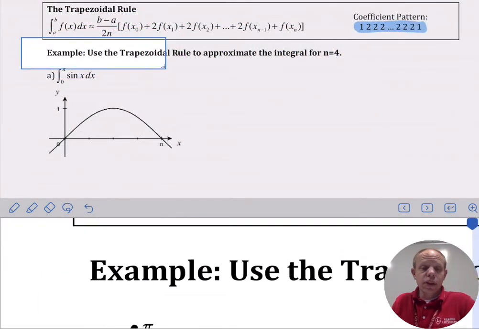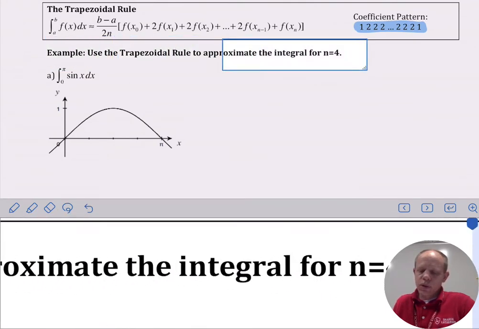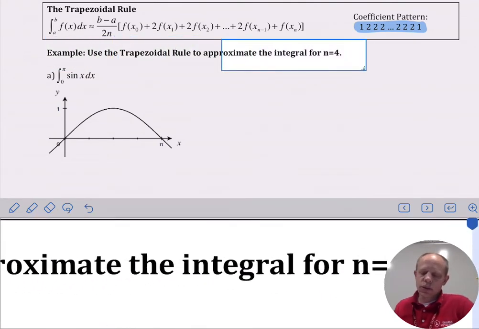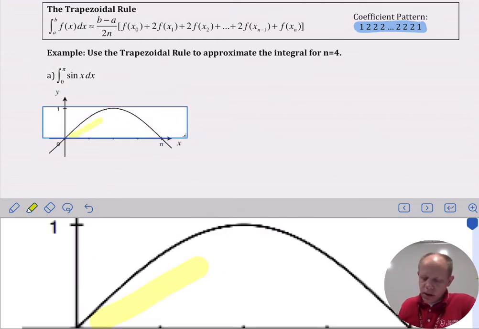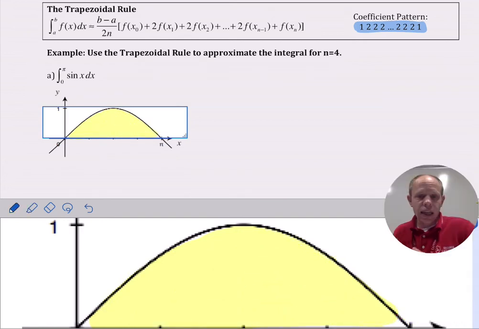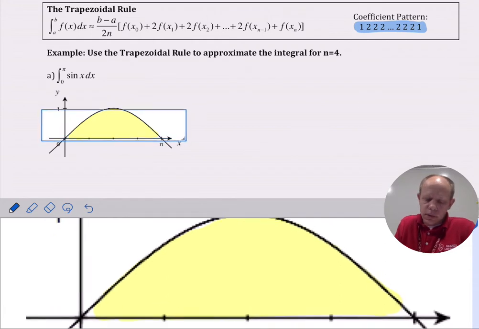All right, so let's go ahead and use the trapezoidal rule to approximate the integral for n equals 4. We want to find the definite integral from 0 to pi of the sine of x with respect to x. Now, we haven't really talked about the integral for sine yet, so we're going to use the trapezoidal rule to approximate this. We're trying to find the area under this curve from 0 to pi. And so we are going to set this up with n equals 4, meaning 4 subintervals.